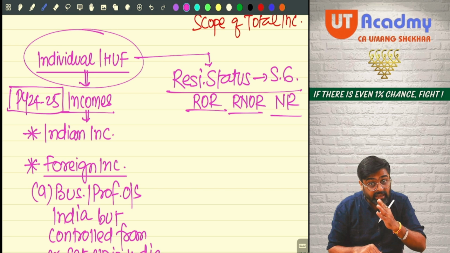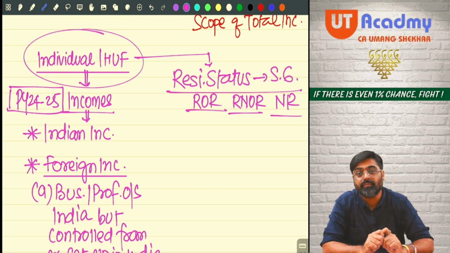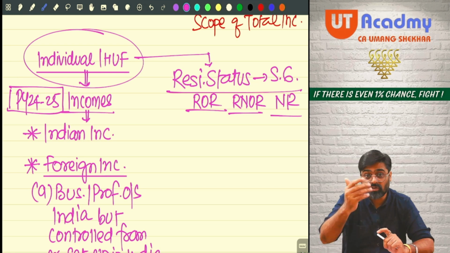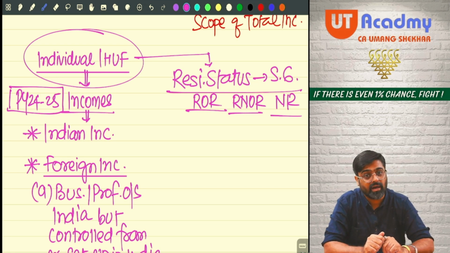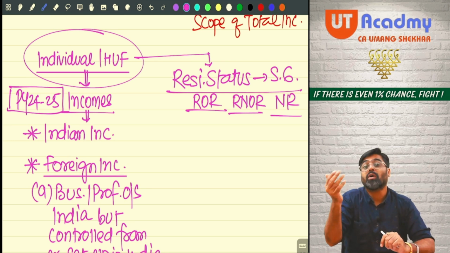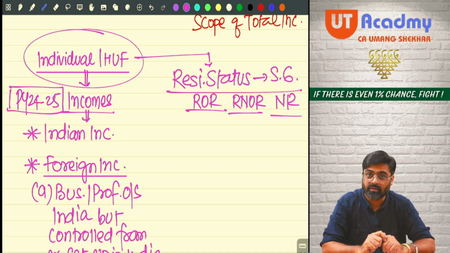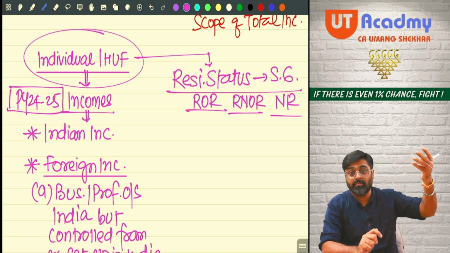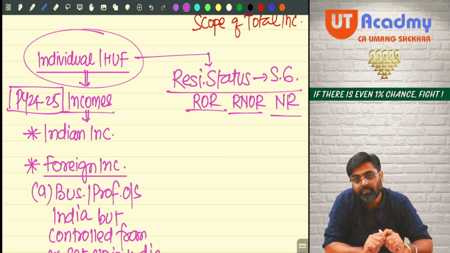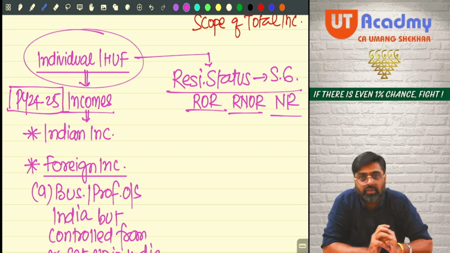Now please pay attention. You can have any of these three residential statuses. Your residential status can be resident and ordinary resident, or you can be resident but not ordinary resident, or you can be non-resident only. But how that will be decided? For that we are going to study section number 6.